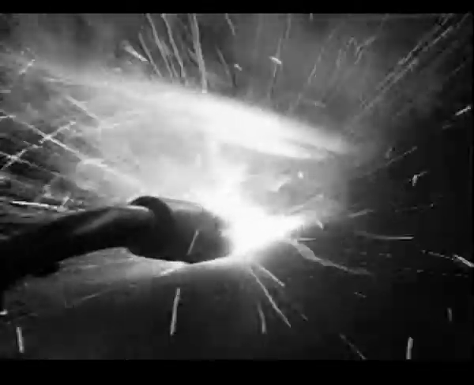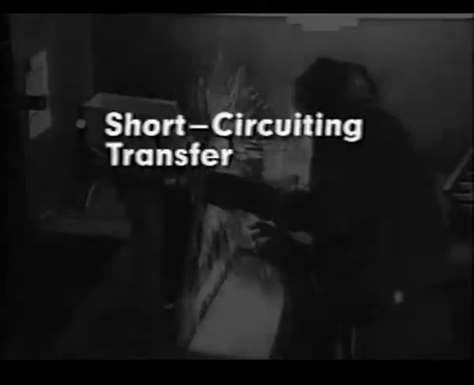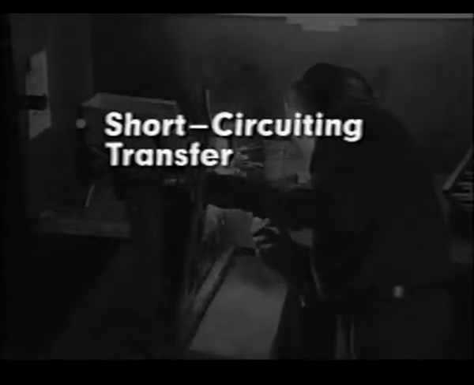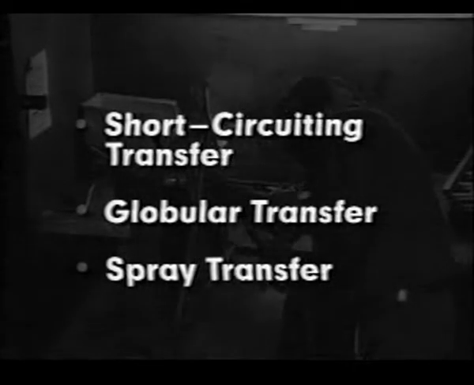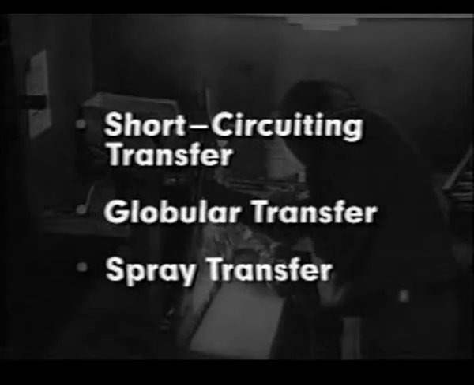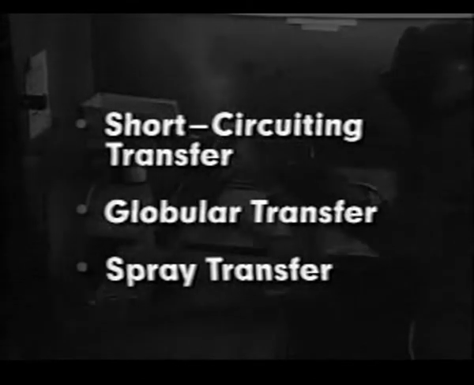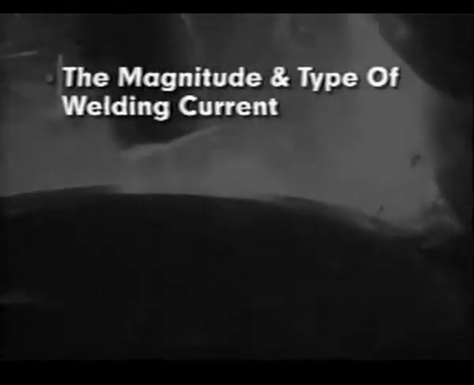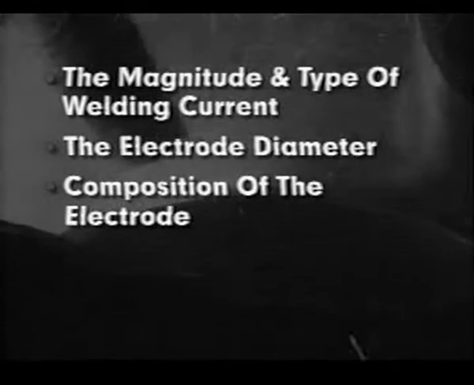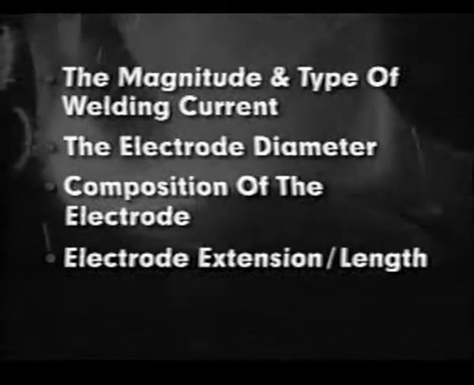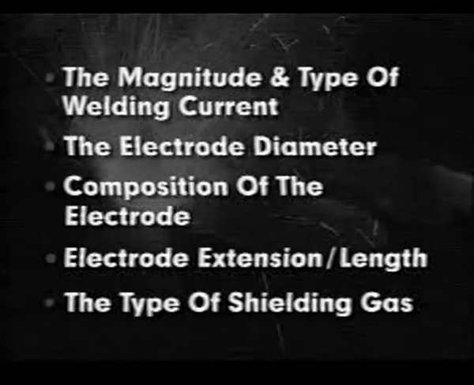The characteristics of the gas metal arc welding process are best described in terms of the three basic modes by which metal is transferred from the electrode to the work: the short-circuiting transfer, the globular transfer, and the spray transfer. The type of transfer is determined by a number of factors, the most significant including the magnitude and type of welding current, the electrode diameter, the composition of the electrode, the electrode extension or length, and the type of shielding gas.